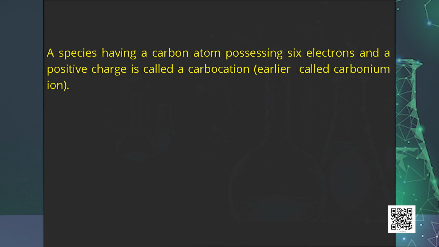Among the carbocations, primary carbocation is least stable. Secondary carbocation is more stable than primary, while the tertiary carbocation is most stable. Let us now know a little bit more about carbocations. Carbocations are highly unstable and reactive species having trigonal planar shape with the positively charged carbon atom being sp2 hybridized.